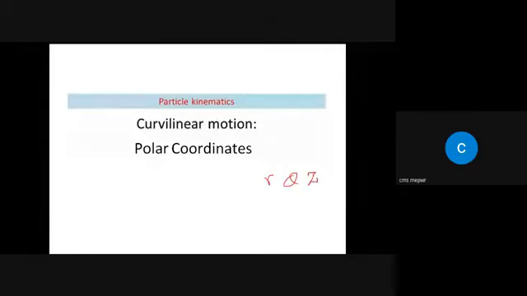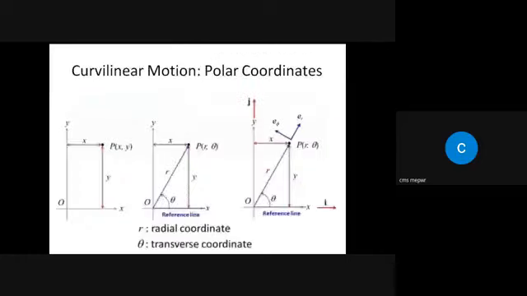So this is radial, this is angular, and this one is linear. What is the name of this coordinate system in which we have r, theta, and z? Cylindrical coordinate system. Very good. Okay, now let's compare the polar coordinate system with the Cartesian coordinate system.